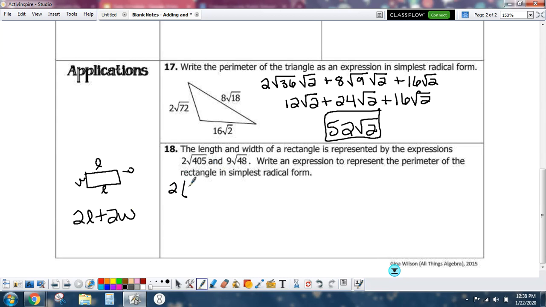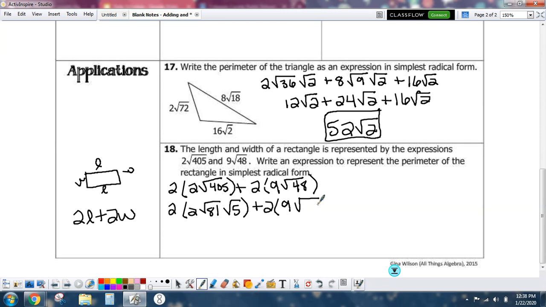So we're doing 2 times 2 square roots of 405 plus 2 times 2 square roots of 40, or not, oh man, so sorry. 2 times 9 square roots of 48. All right, so we're going to distribute the 2 last. So we're going to start with what's on the inside. I'm going to go ahead and do the square root of 405, and that's going to get me 2 times the biggest one that goes into that is 81, and then 5, plus 2 times 9 square roots, and the biggest one for 48 is going to be 16, and then 3 left over.